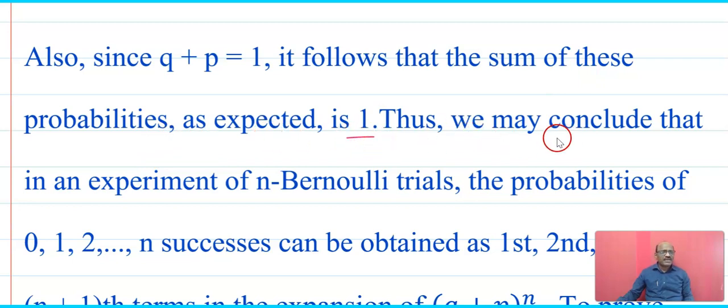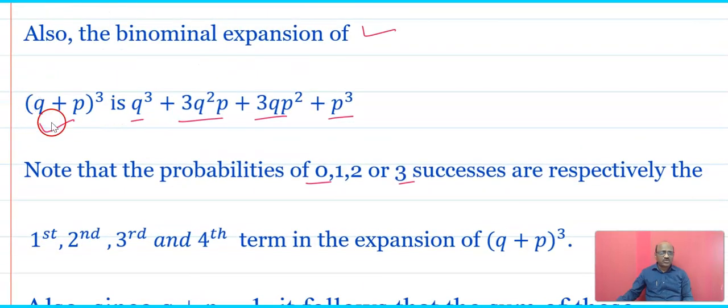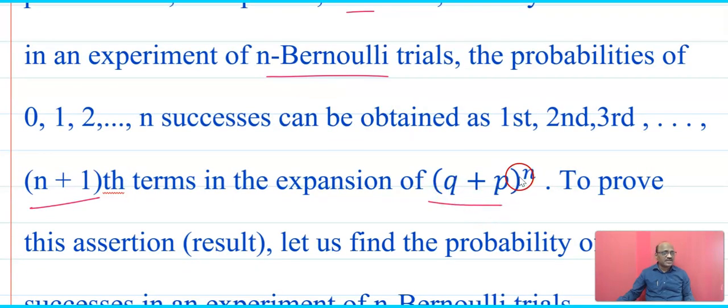Thus, we may conclude that in an experiment of n Bernoulli trials, the probabilities of 0, 1, 2, 3 up to n successes can be obtained. If there are n trials, then the first, second, third, in this way. If there are n trials, then how many terms will be there? The n plus 1 terms will be there. And here Q plus P bracket raised to n will be there. आता इथे बघा आपण 3 ट्रायल्स होत्या. Then Q plus P bracket raised to 3. If there are n trials, then here Q plus P bracket raised to n.